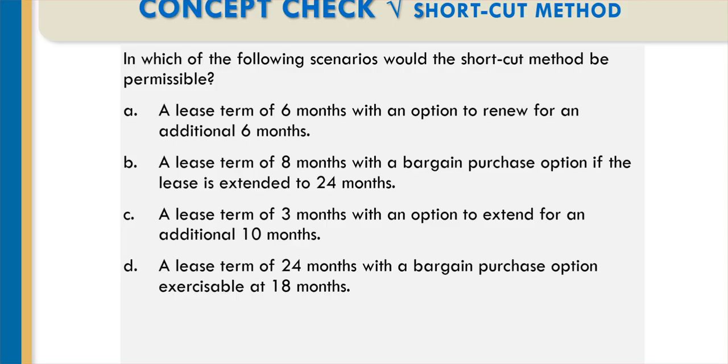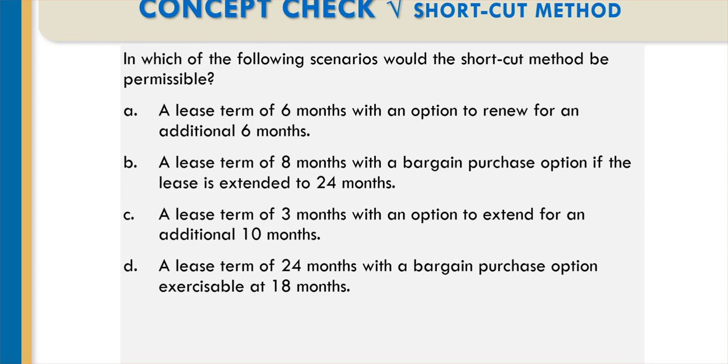When can you use a shortcut method? Oh, this is so interesting. The first one here has a 6-month term and you can renew for an additional 6 months. So what is the maximum length of time that you would have under that lease? That's really the question you answer. And if you look at A, the maximum is right at 12 months. So 12 months is okay, you can use shortcut for that.